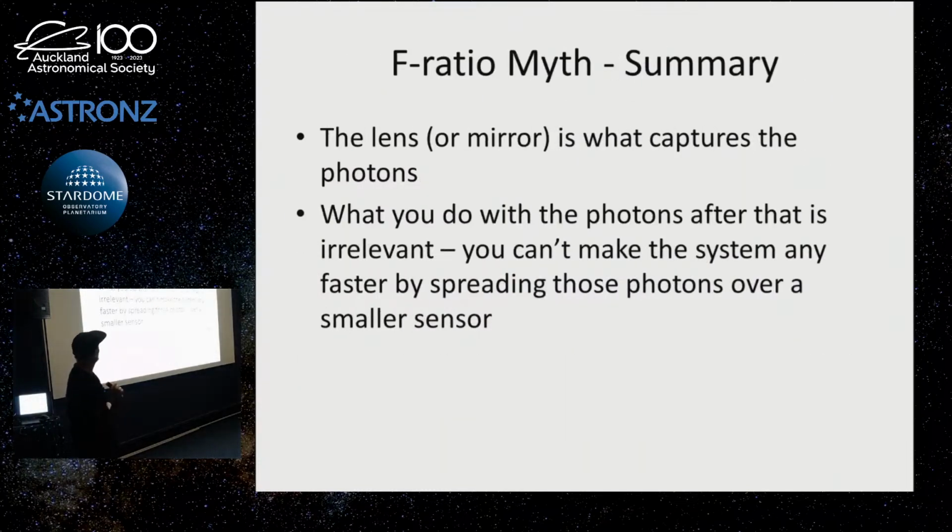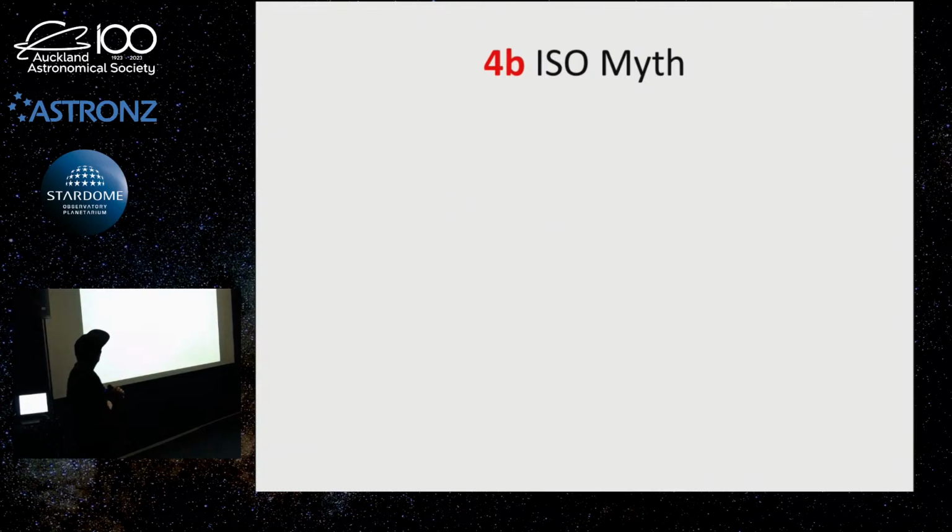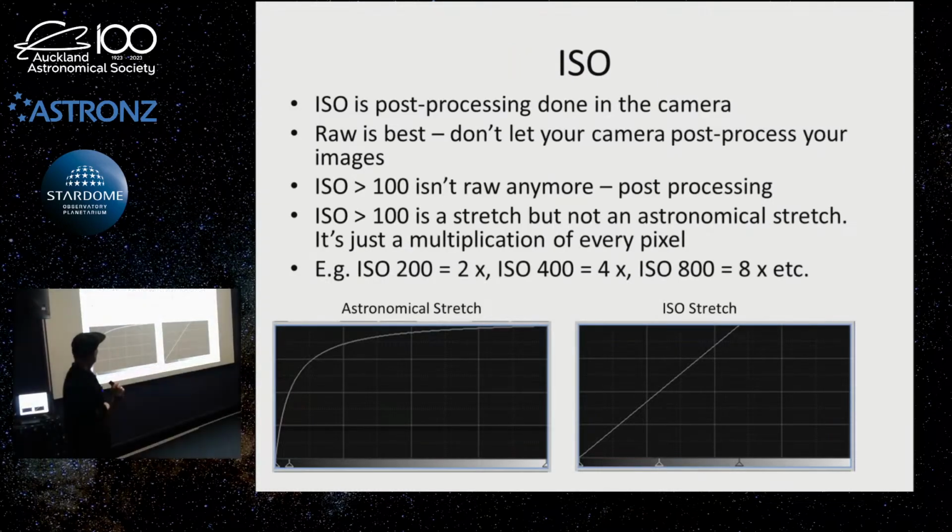So I'll just explain that. The ISO myth. ISO is post-processing done in the camera. What the camera does is, to go from ISO 100 to ISO 200, it just multiplies every pixel value by 2, which is a stretch. An ISO stretch just multiplies every pixel by 2.